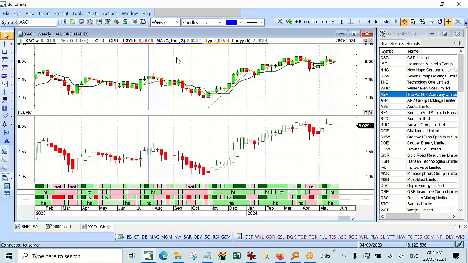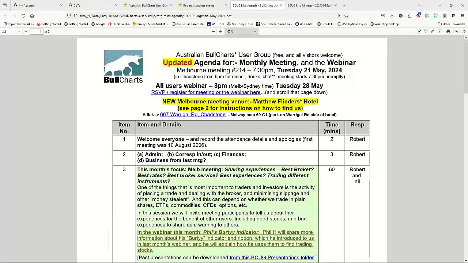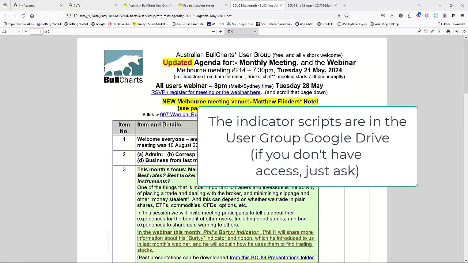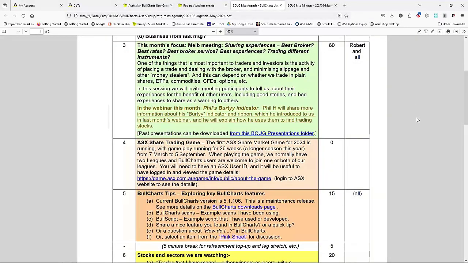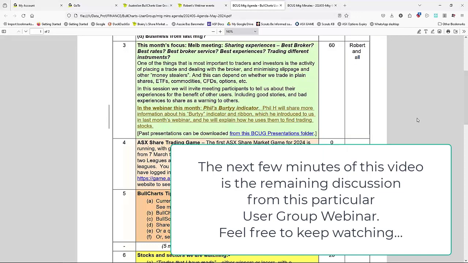Phil, very good, Righto. Thank you. You're welcome. As Phil said before, the four indicators that is shown there, the script for them, I will be putting into the Google Drive, the user group Google Drive, for everyone to download and access. So look out for those in a day or two. And it's 9 o'clock. Very good.